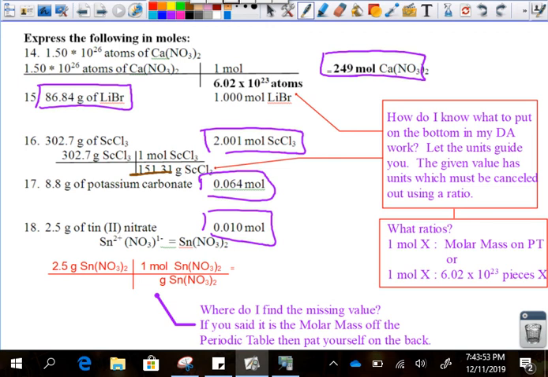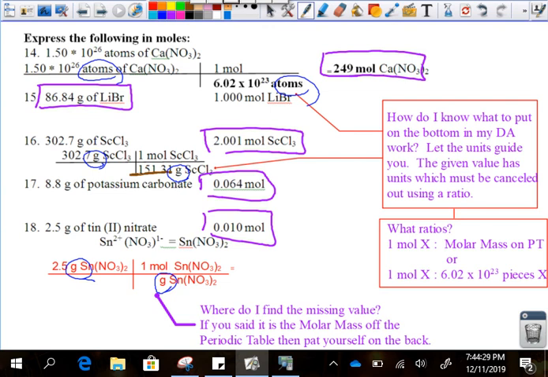Let the units guide you. I have said it again and again and again. If you take the units and write them down, they force the next step. This one is grams, so the bottom has to be grams. This one is atoms, so the bottom has to be atoms. This one is grams, the bottom has to be grams. So if you let the units guide you, it's a lot easier to set up.